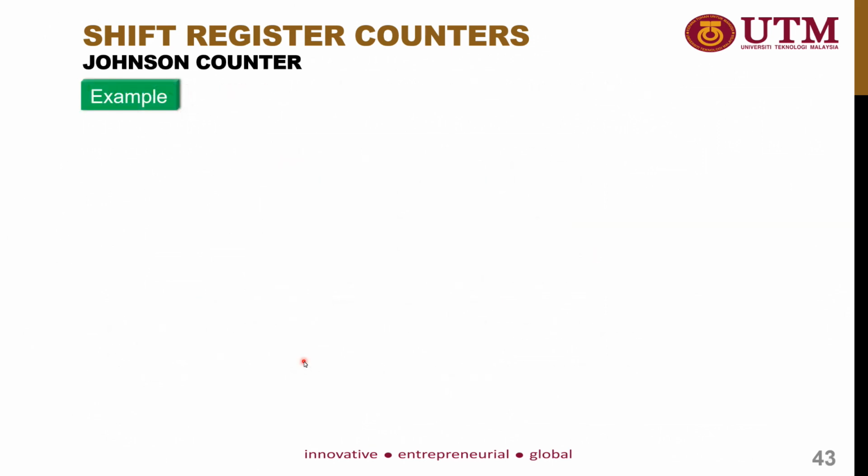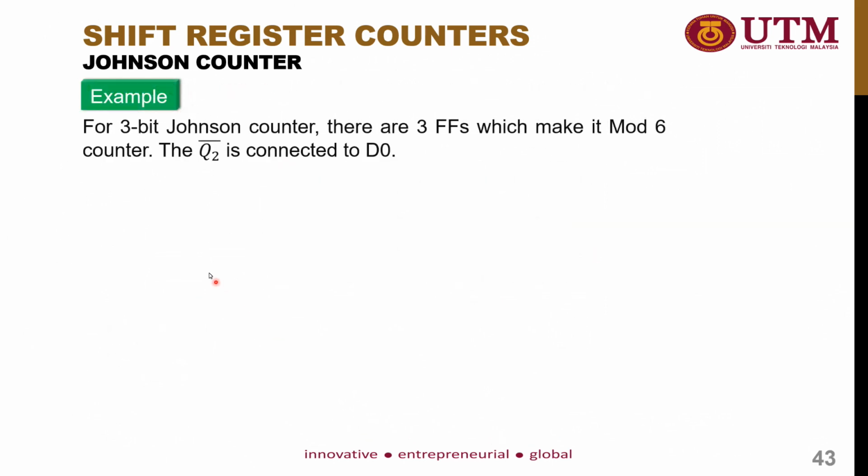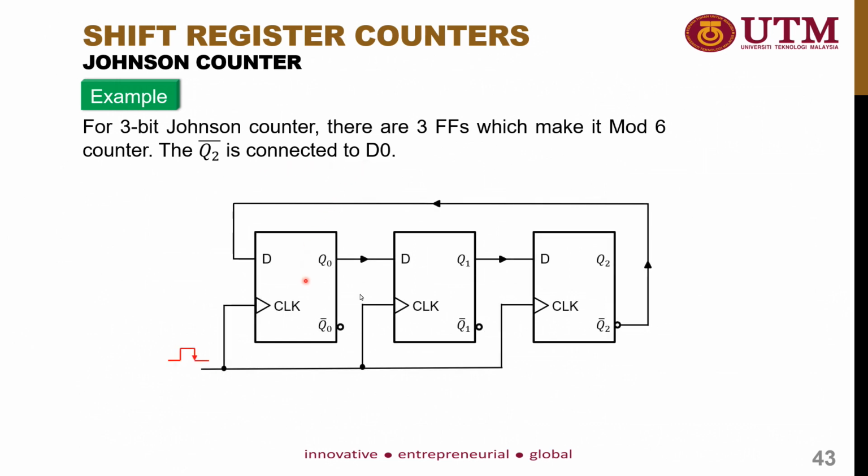Okay, so for example, for a 3-bit Johnson counter, there are 3 flip-flops, which makes it a mode 6 counter. So Q2 is connected to D0. This is the example of the 3-bit Johnson counter as I showed you in the previous slide. For the Johnson counter, it only has one input, which is the input clock. The output of Q2 bar will be connected to the input of the first flip-flop.